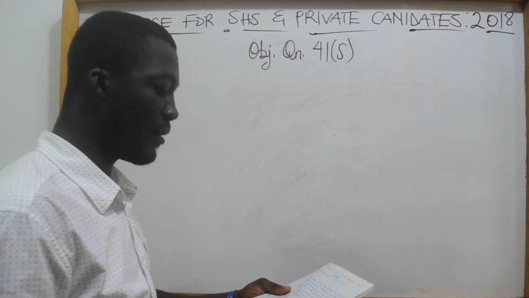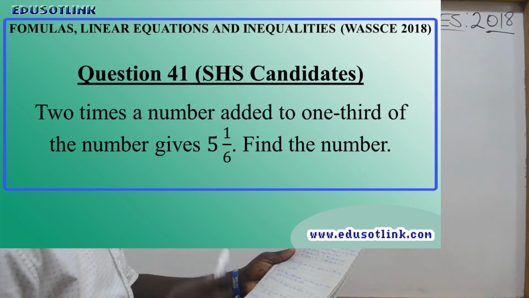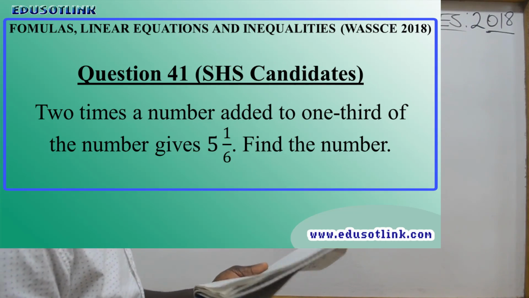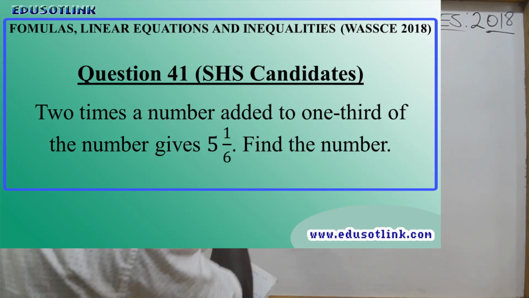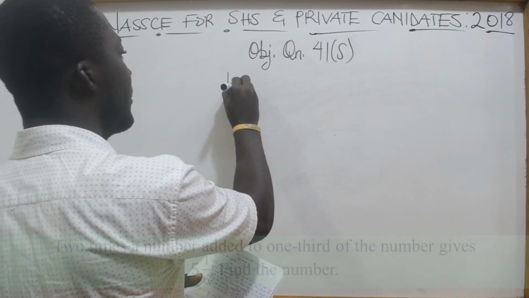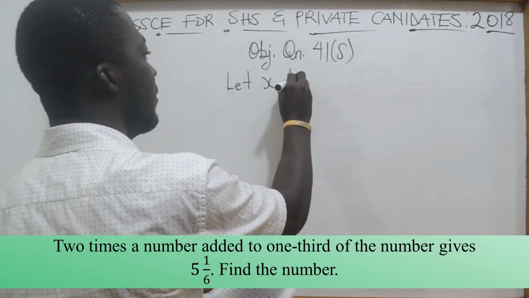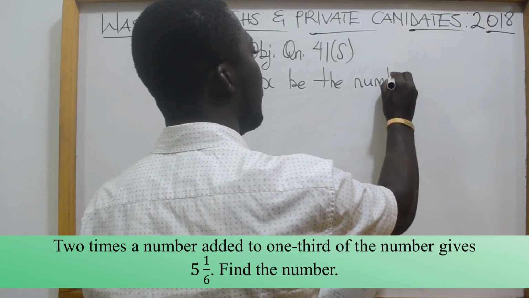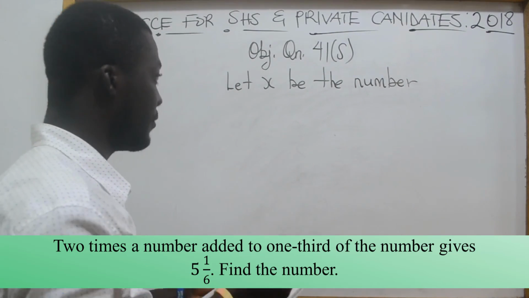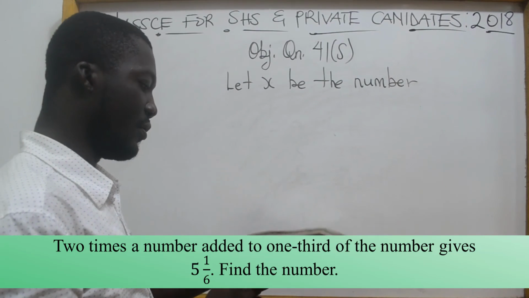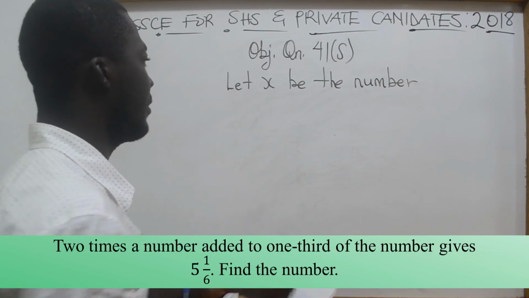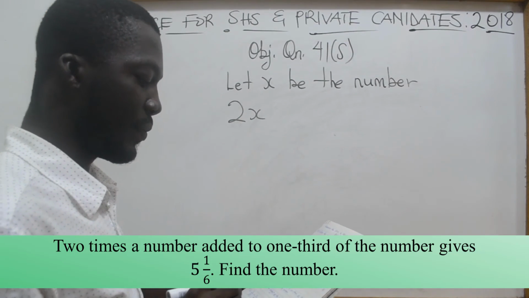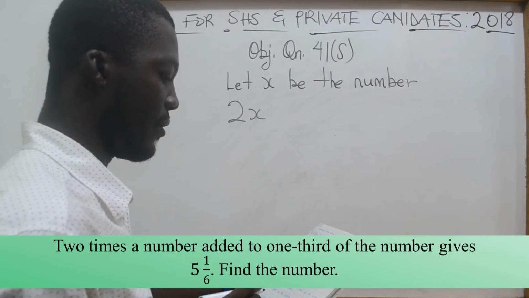Objective question 41 for SHS candidates. It reads 2 times a number added to 1/3 of the number. So you don't know the number. You can say let x be the number. And it continues. Or it goes like this: 2 times a number. So 2 times the number, which is x, added to 1/3 of the number.